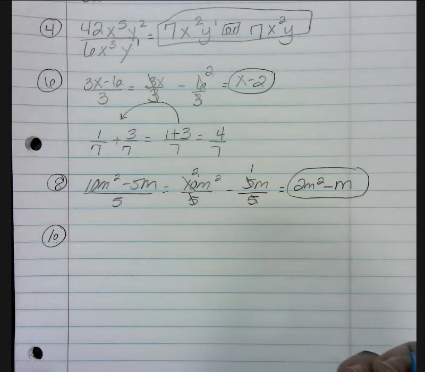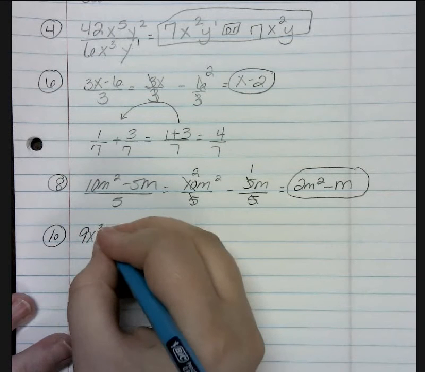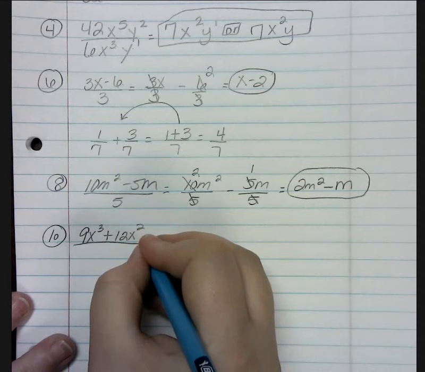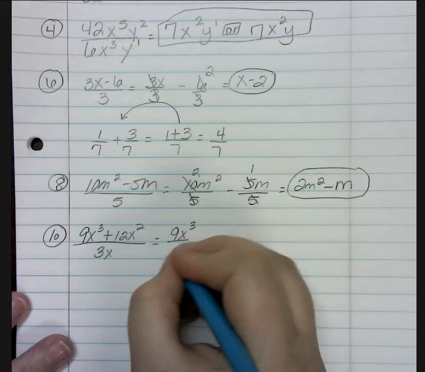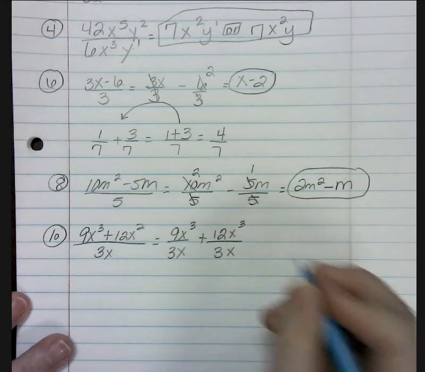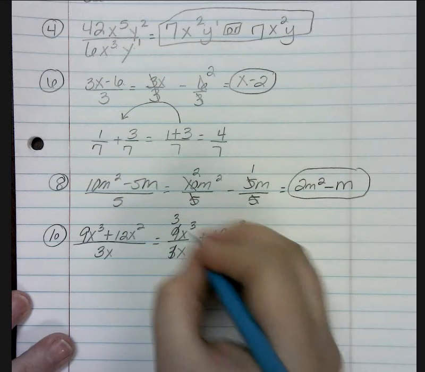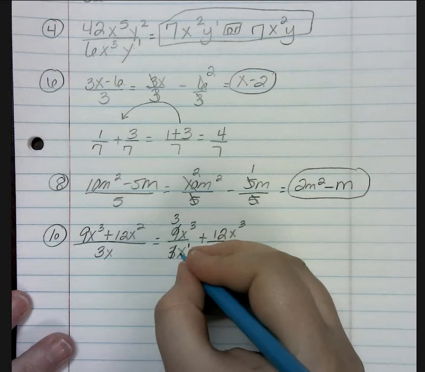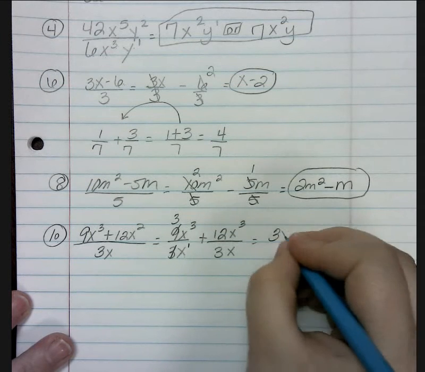On number 10, 9x to the 3rd plus 12x squared, all divided by 3x. So I would separate my 9x to the 3rd to be over 3x and my 12x squared to be over 3x. So we have to take this one bit at a time. So 3 goes into 9 3 times. And then I've got an x to the 3rd divided by an x to the 1st. When you divide your bases, you subtract your exponents. So 3 minus 1 is 2. So that would give me a 3x squared.